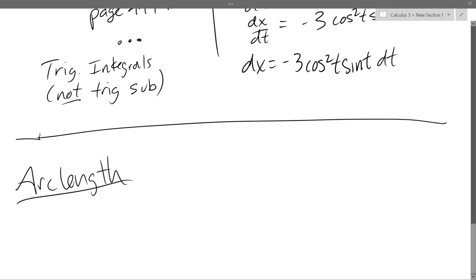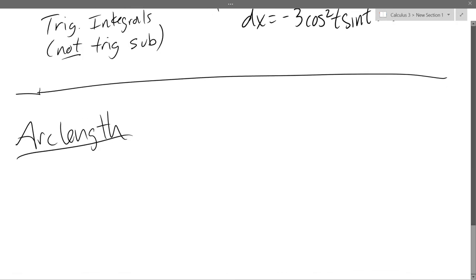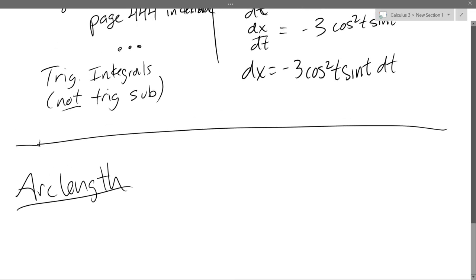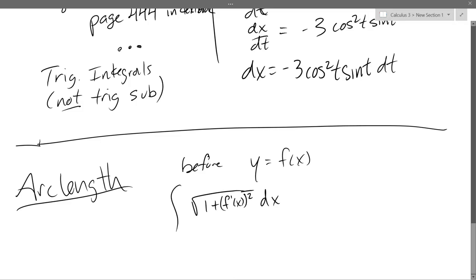All right, arc length. That is another thing that we used before. But of course, now we're going to do arc length with parameterized curves. So instead of arc length with just y equals f of x, before, in the good old days, we used a square root, and I think we did a 1. Does that look familiar? I think that's right. All right, so this was before.